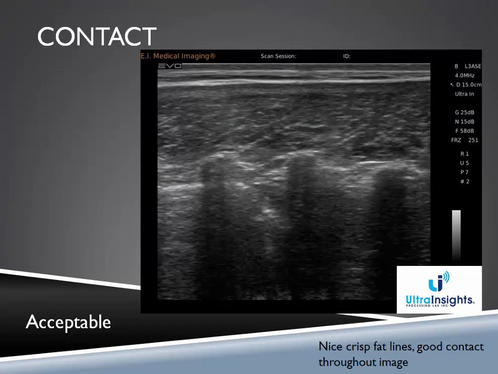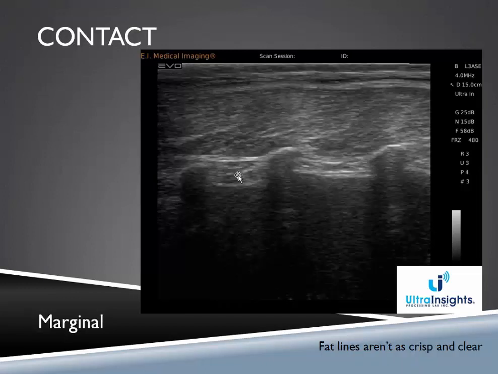Now let's talk about contact. Contact is probably underestimated and misunderstood, in what causes poor contact and how it affects the data. So let's talk about contact. Here we don't have any contact issues. When I look at contact, I'm looking at top fat line, bottom fat line, rounded rib tops, and scatter down here. If I have all of those, then I can feel comfortable we have good contact.